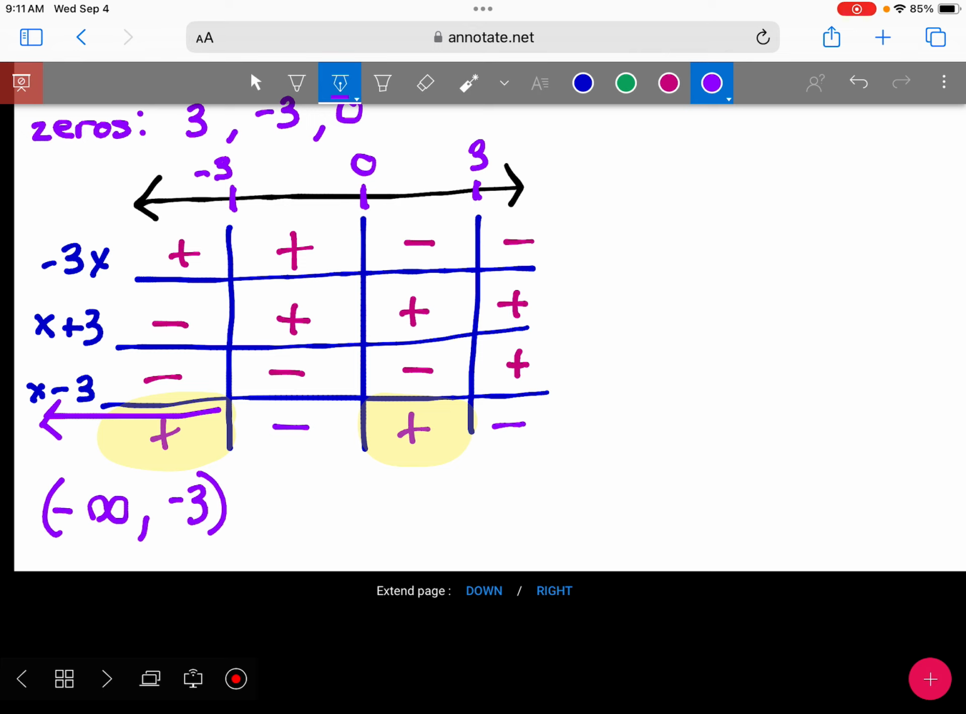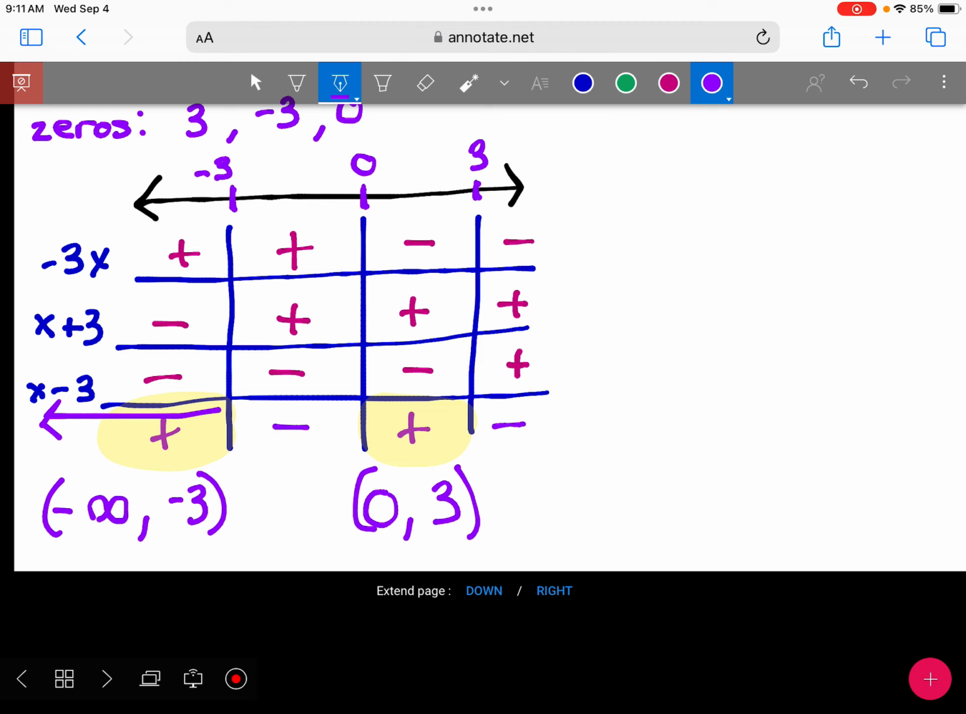We don't want the negative one, so I'm going to skip that one. So let's do this one in here. How do I write this as an interval? 0 and 3. 0 to 3. Both of them get parentheses because we're not including our zeros this time. We didn't want equal to.